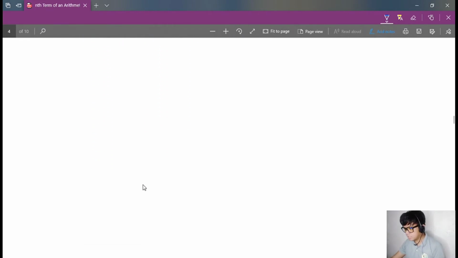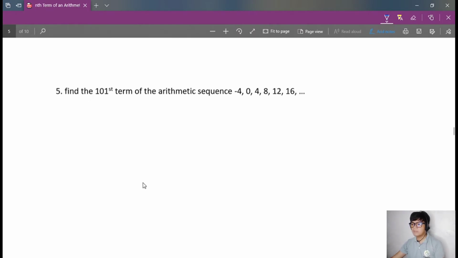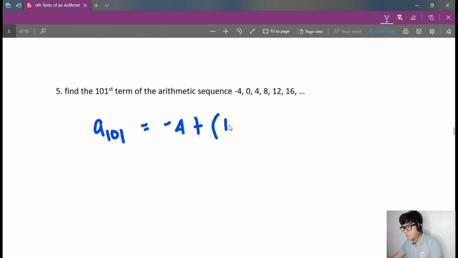And we proceed to the last item, number 5. Saan si number 5 ito? Number 5. Find the 101st term of the arithmetic sequence negative 4, 0, 4, 8, 12, 16. So, a sub 101 is equal to the first term, negative 4, plus, ang n natin is 101, minus 1, times the common difference here. 0 minus negative 4 is 4. Our common difference is 4.